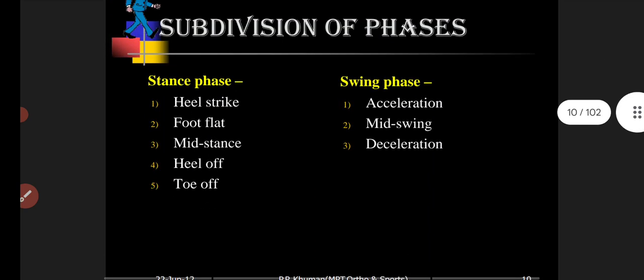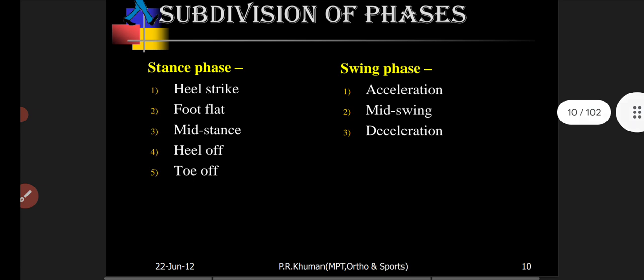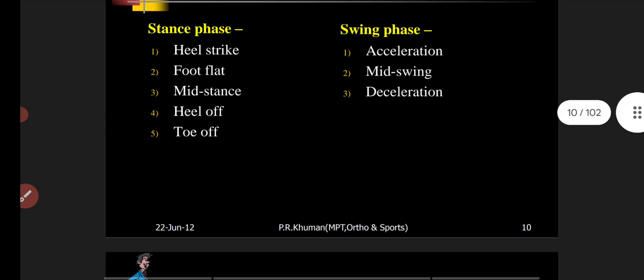Now we will learn the subdivisions of the phases of gait. The stance phase is further subdivided into five and the swing phase into three. The stance phase has heel strike, foot flat, mid stance, heel off and toe off. The swing phase has acceleration, mid swing and deceleration.